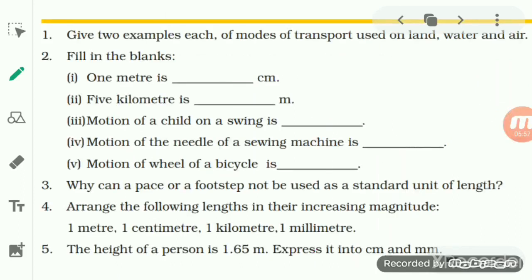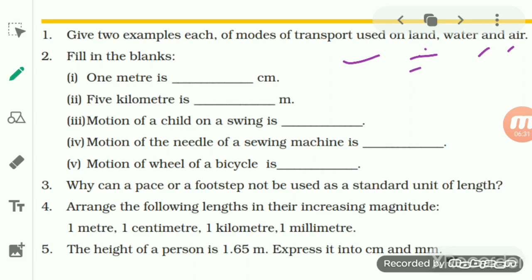So this is the end of the chapter, and now we will discuss the question answers. The first question, as you can see here, students, is: give 2 examples of each of the modes of transport used on land, water and air. First, we have to write 2 examples of the mode of transport which run on land, those used in water, and those of the air.